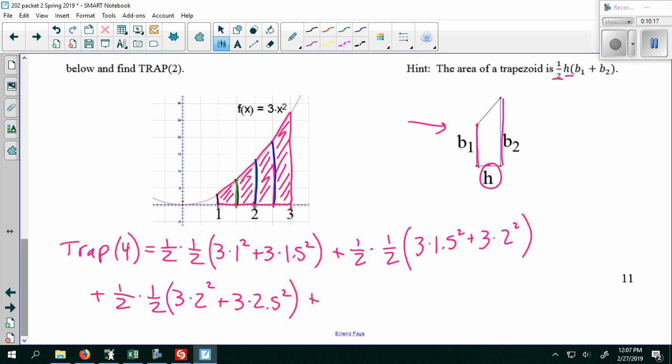And one more trapezoid, plugging into the formula, 1/2 times h, which is a half, times base 1 plus base 2. This is base 1, this is base 2. Those are values of the function f of x equals 3x squared when I plug in 2.5 and 3. So 3 times 2.5 squared plus 3 times 3 squared. So that's a lot of calculations, but a calculator can handle that pretty easily. And that comes out to 26.25.